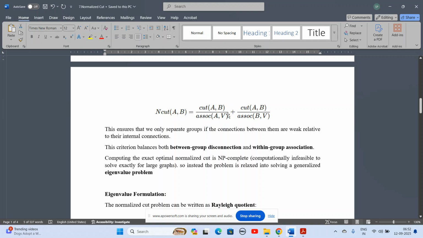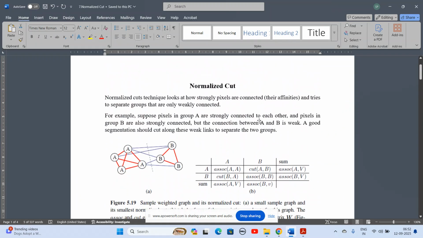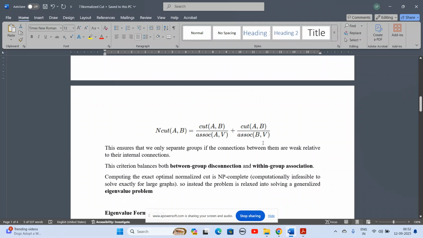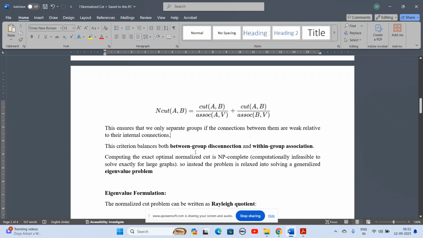You know these values from the table. On applying this formula, we'll get a normalized cut. As a result of the normalized cut, this ensures that we only separate a group if the connection between them is weak relative to the internal connections. This criterion balances both between-group disconnection as well as within-group association.